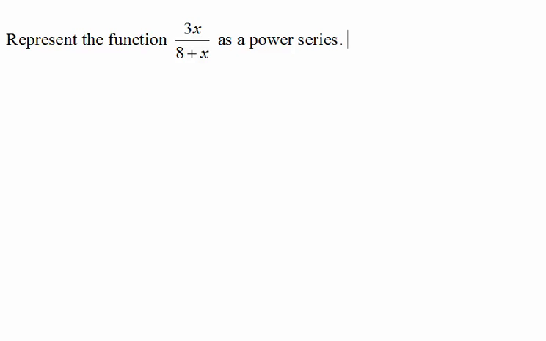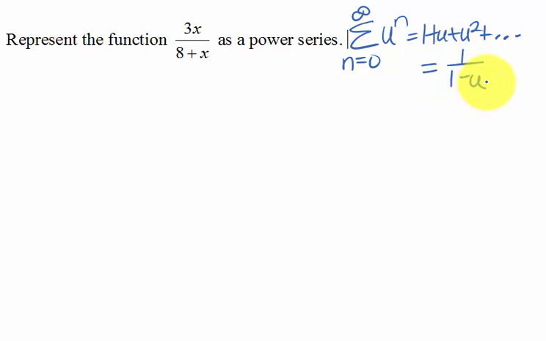So we want to represent the function 3x over the quantity 8 plus x as a power series. First thing we're going to do is think about what we know. We know a basic power series, and I'm going to use u instead of x because we've got x over here. We know that that is 1 plus u plus u squared and so forth. And we know as long as we're on the interval from -1 to 1, that will converge to 1 over 1 minus u. So my goal is to be able to express this function to utilize what I know over here. So I want to get it in the form of 1 over 1 minus u.